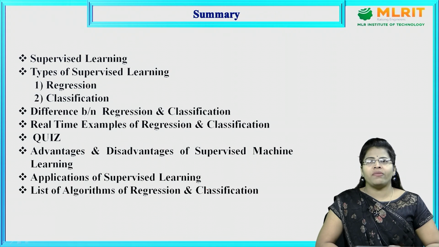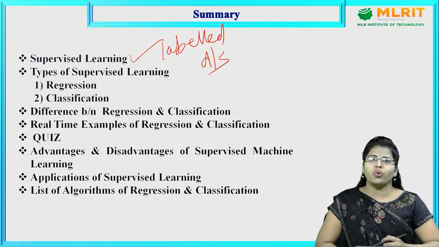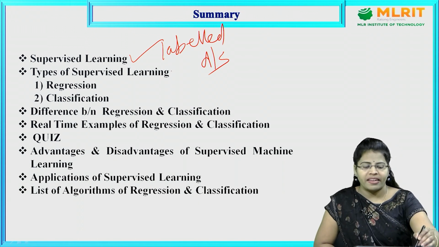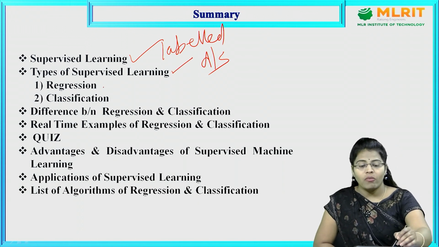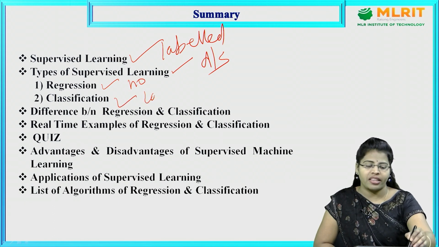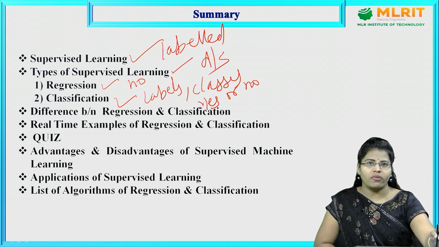The summary of today's session is, we have discussed what supervised learning is. It works on a labeled data set which is going to predict the output based on a given input. And also I have explained what the types of learning are. What is regression? The output will be a number. What is classification? The output will be labels or classes like yes or no, true or false, like that.